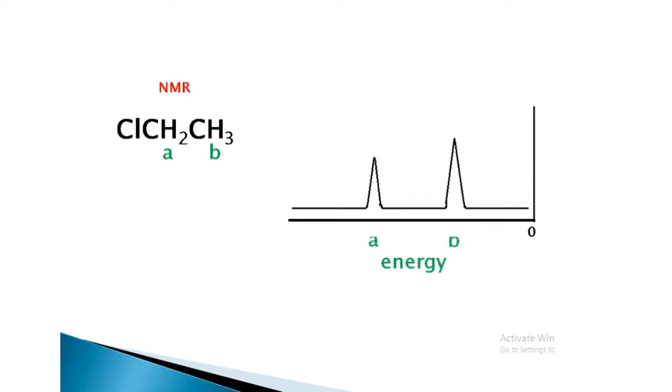We know from a previous module that the reason we see two peaks is because each one represents the amount of energy necessary to bring the hydrogen into resonance, and since A and B are in different electronic environments, they would have different amounts of energy, therefore separate peaks.